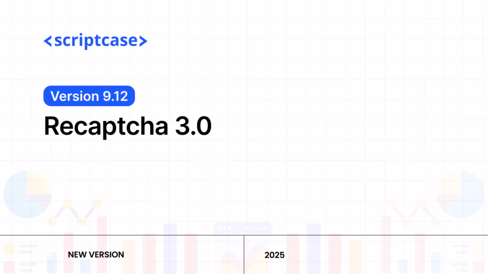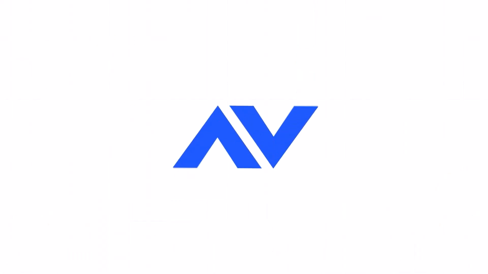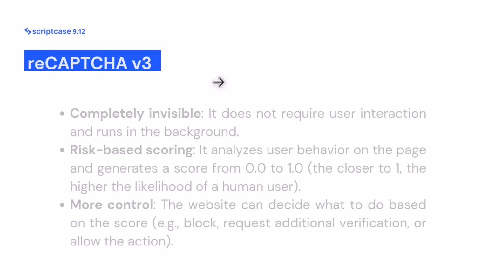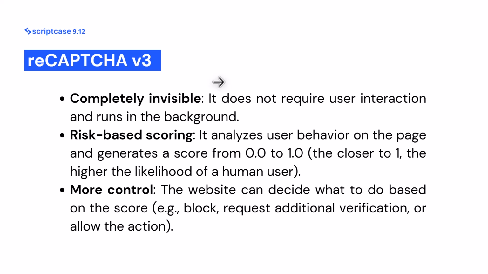In this video, I'll introduce you to the new version of reCAPTCHA integrated with the secured model. Within version 9.12 of ScriptCase, we have updated the library for reCAPTCHA from Google. It's a secure tool used to differentiate a human user from bots. It has different versions, with the main ones being reCAPTCHA v2 and reCAPTCHA v3. Both versions are now supported in ScriptCase, and version 3 is different from version 2.